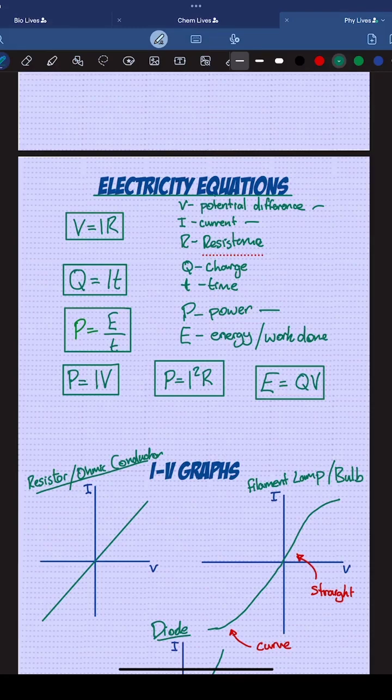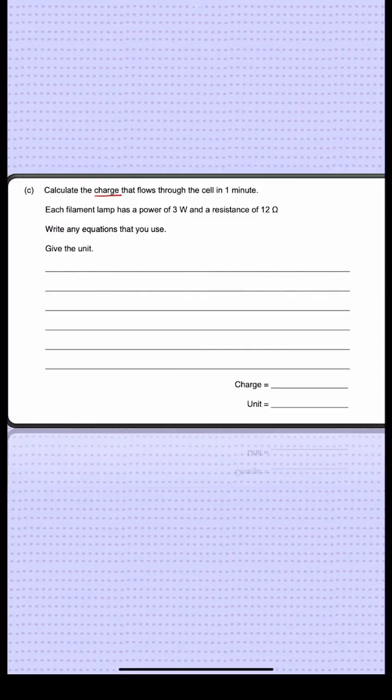Okay, so we're going to have to use at least one of these in this calculation. So let's go back to the calculation and see if you guys can figure out how to do this. We've got calculate the charge that flows through the cell in 1 minute. It's always useful to underline all the information. Has a power of 3 watts and a resistance. So let's list out what we've got. Tell me what equations you think we need to use here. So we've got a charge, so that's a Q. That's what we're trying to find out. We got 1 minute, that's a time. We also have 3 watts, that's a power. And we have a resistance of 12 ohms.